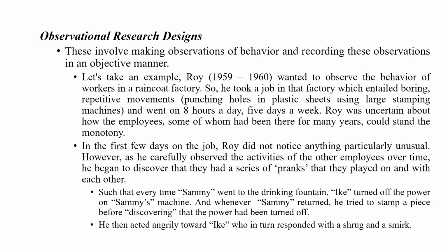Now let's look at some other types of research design. We've talked about naturalistic research. There is also a similar thing which is referred to as the observational research design, when you're making these observations. A very interesting case is presented in this book. For example, Roy, this British psychologist, in 1959 to 1960 wanted to observe the behavior of workers in a raincoat factory. So he takes a job in the factory where these raincoats are being made, and the nature of the job is rather boring.